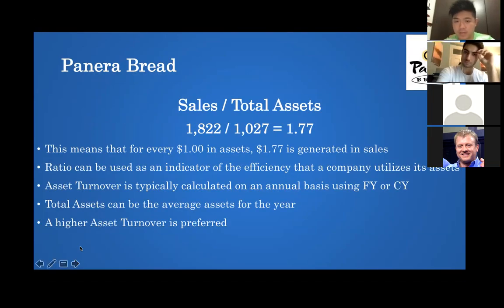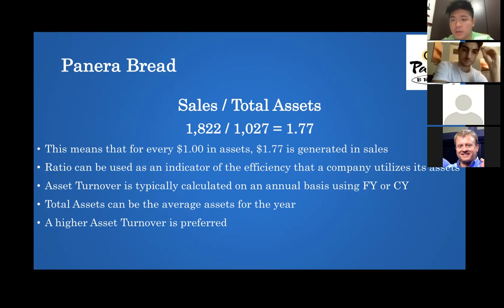Okay, I used Panera Bread in the example since we are prepping this case for our residency weekend. I used the numbers per the case, which are 2011 numbers. For total sales, in millions, over total assets, it ends up being 1.77. What this means is that for every dollar in assets, $1.77 is generated in sales. So the ratio can be utilized as an indicator of the efficiency with which a company utilizes its assets. The time period used to calculate this ratio can be either fiscal year or calendar year.